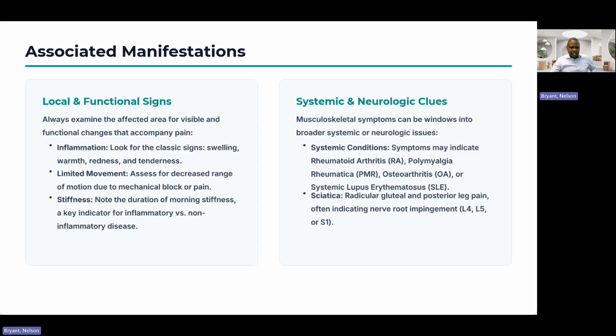For example, check for signs of inflammation, any limited movement, joint stiffness, which may alert you to any systemic conditions that the patient might present with, for example, rheumatoid arthritis, osteoarthritis, or lupus, or any other conditions such as nerve entrapment or sciatica.